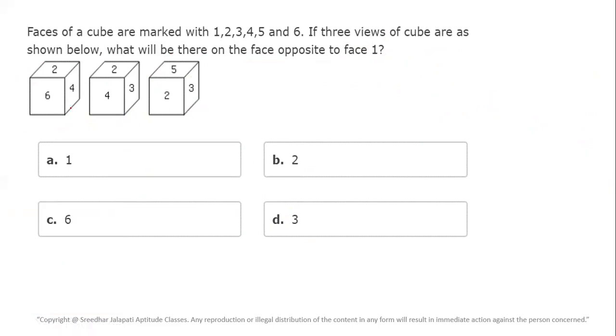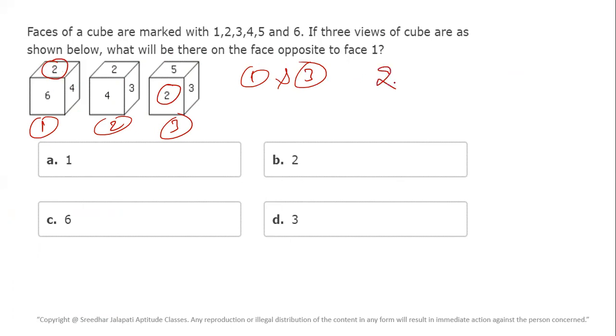Right. Here is the answer. If I take first view and second view, 2 elements are common, 2 and 4. Similarly, if I take second view and third view, again 2 elements are common, 2 and 3. Therefore, I'm taking first view and third view. Only one element is common, that is 2. So I start with 2, writing all the numbers in clockwise direction: 2, 4, 6 in this dice, whereas here clockwise direction 2, 5, 3.